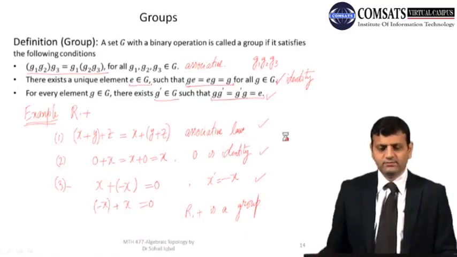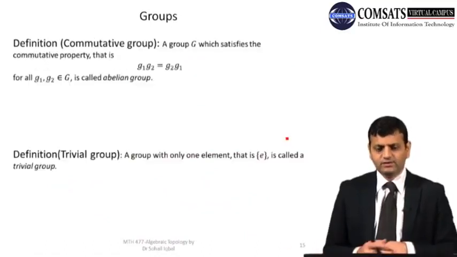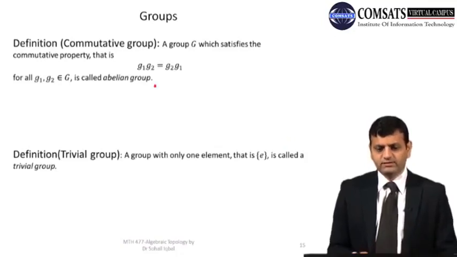Similarly, we can find other examples as well. So what is a commutative group? A group G which satisfies the commutative property. What is the commutative property? G1 into G2 is equal to G2 into G1. This group is also called an abelian group.